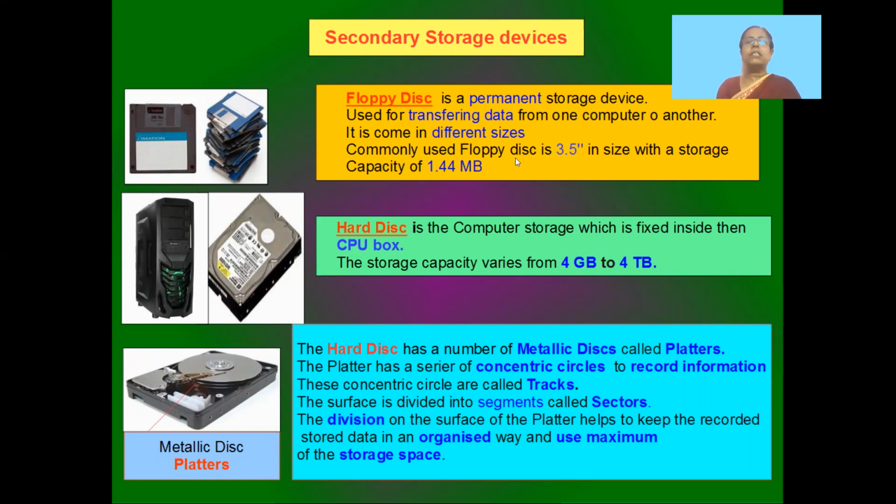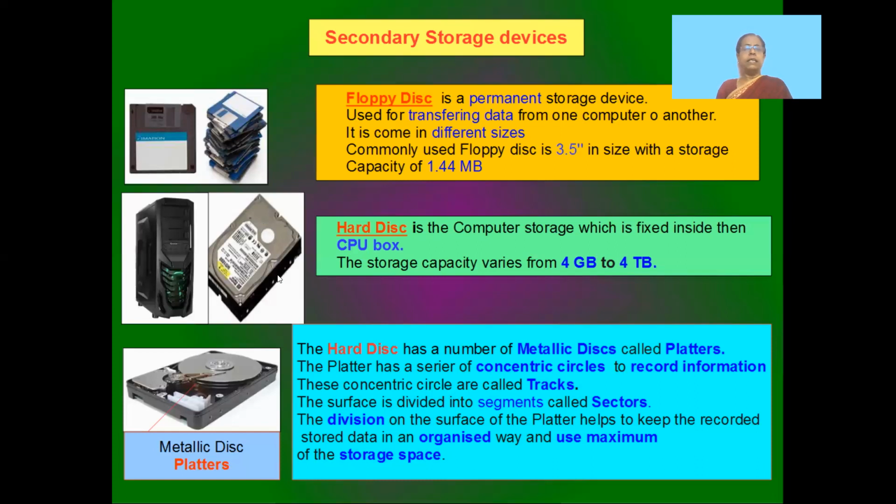Maybe you can save around 200 to 300 pages of notes or information in this floppy disk. It's a small space, but it's quite fast. Then you have the hard disk. This hard disk is basically fixed inside the computer box, and it will have a storage capacity of 4 GB to 4 terabytes. So you find it inside the computer. This is how the hard disk looks.